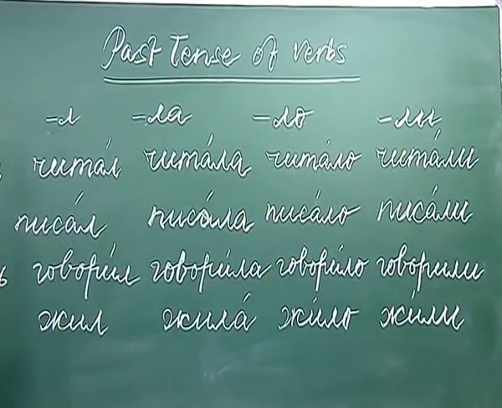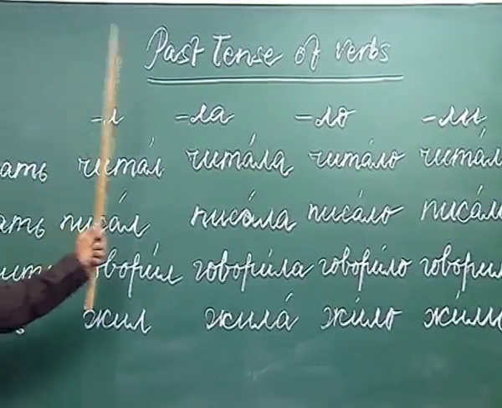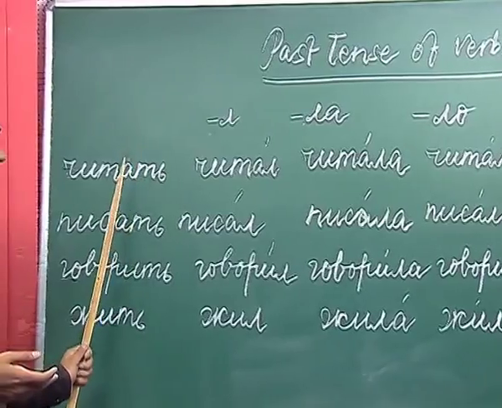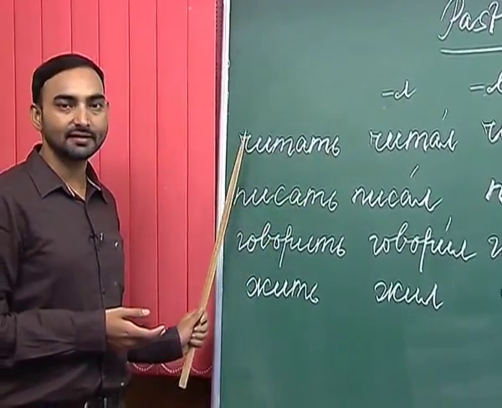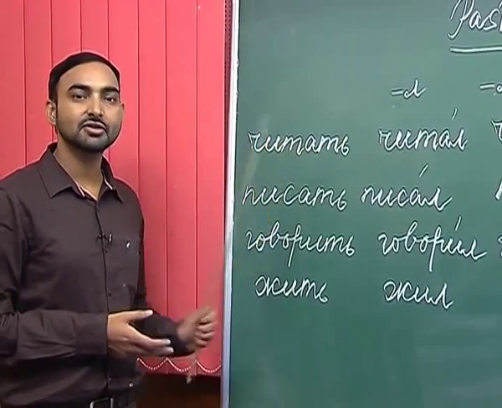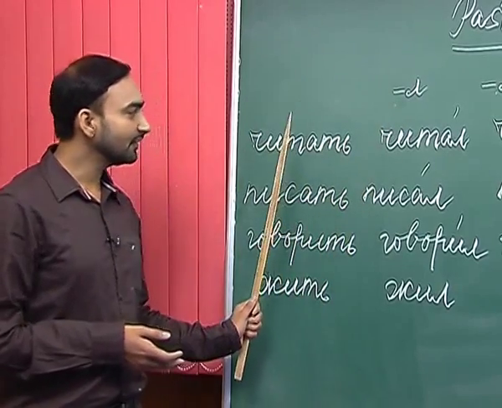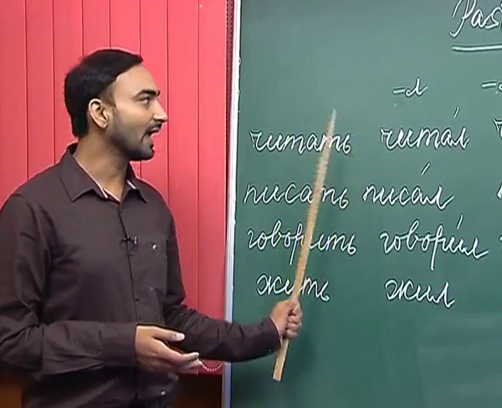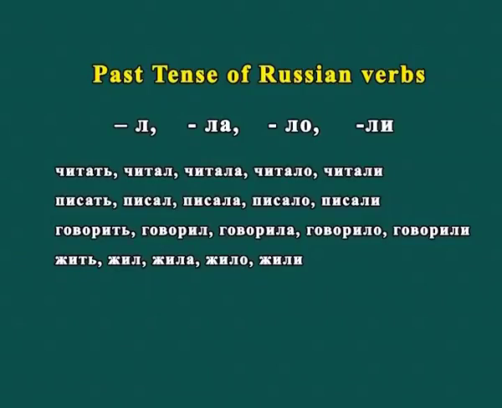How do we form the masculine form of the past tense? We remove the ending. See here, I have written the verb читать. Читать, as you already know, means to read. How do we form the masculine form? We just remove the -ть and add -л at the end. So what do we get? We get читал. Читал is the masculine past tense form of the verb читать.